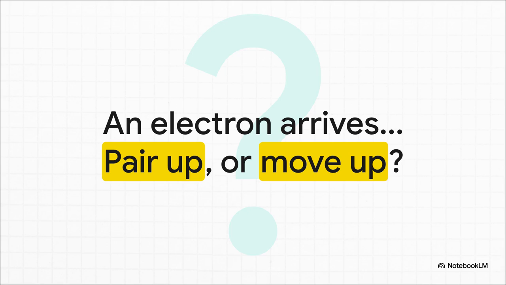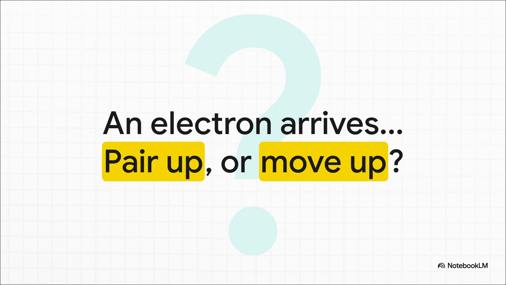I want you to put yourself in the shoes of an electron. Imagine the first 3 electrons have already taken their spots, one in each of the lower energy t2g orbitals. Now, you show up. You're the 4th one. What do you do? Do you pay the energy price to squeeze into a room that's already occupied and pair up?